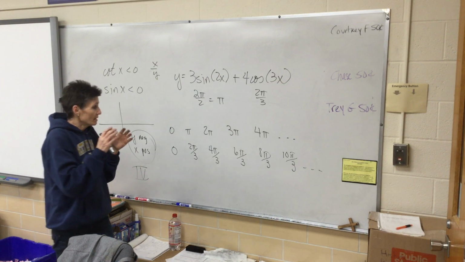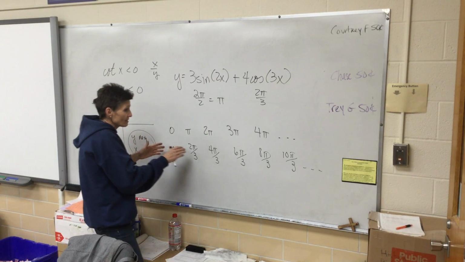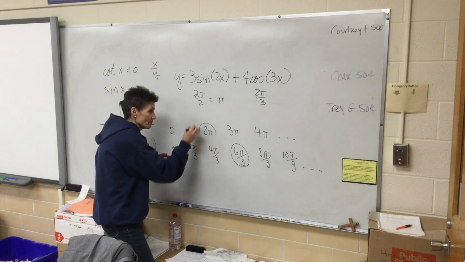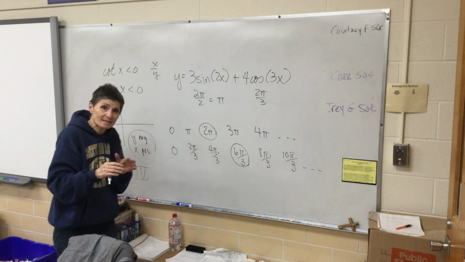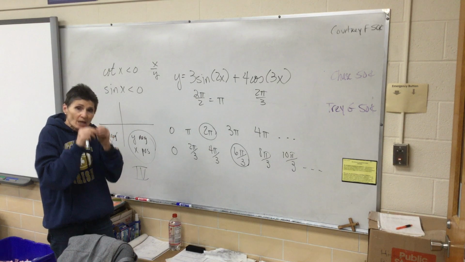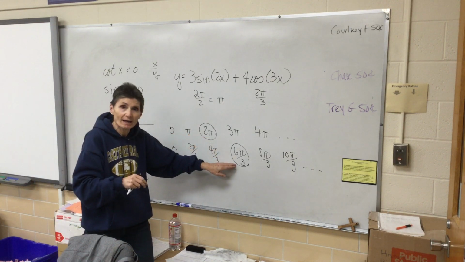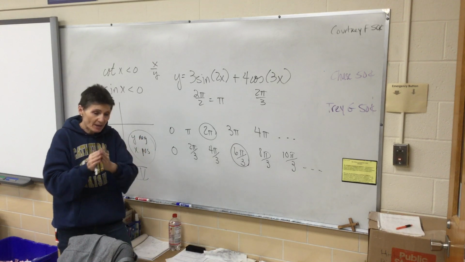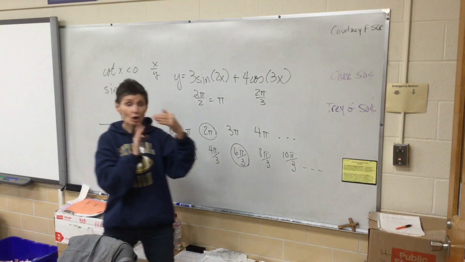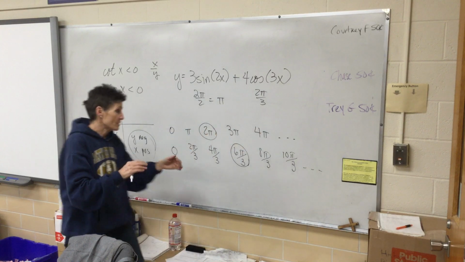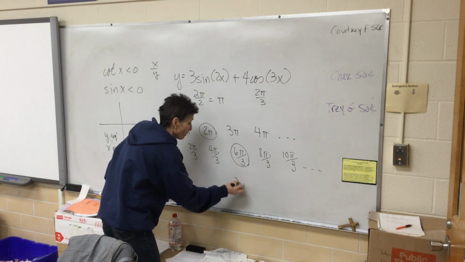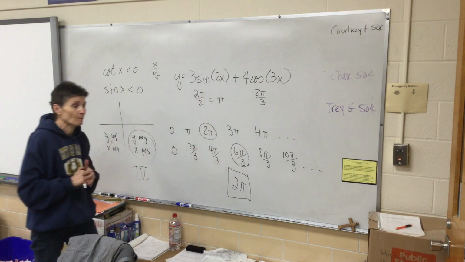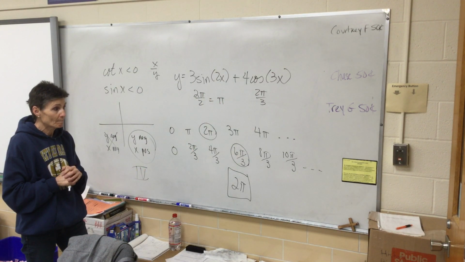So, take a look at this. See this right here? That's the same as 2 pi. So what that means is they're both starting over at 2 pi. So their period is 2 pi. They go 2 pi, and then they both start over. So the answer to this question is 2 pi. The period of these two added together will be 2 pi.